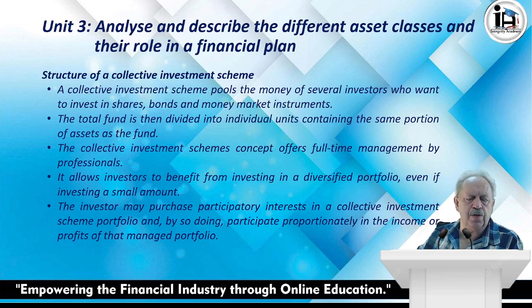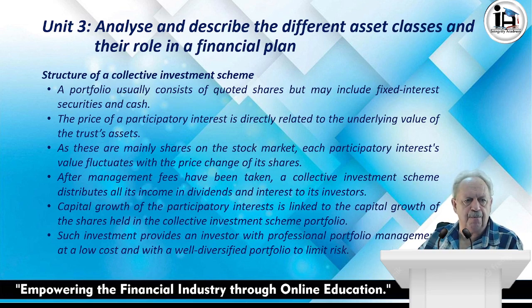The investor may purchase participatory interest in a collective investment scheme portfolio, and by so doing, participate proportionately in the income or the profit of that specific managed portfolio. A portfolio usually consists of quoted shares but may include fixed interest securities and cash. The price of a participatory interest is directly related to the underlying value of the trust's assets. As these are mainly shares on the stock market, each participatory interest value fluctuates with the price change of its shares.